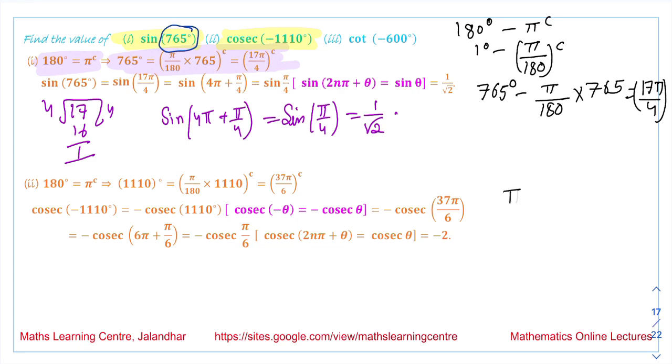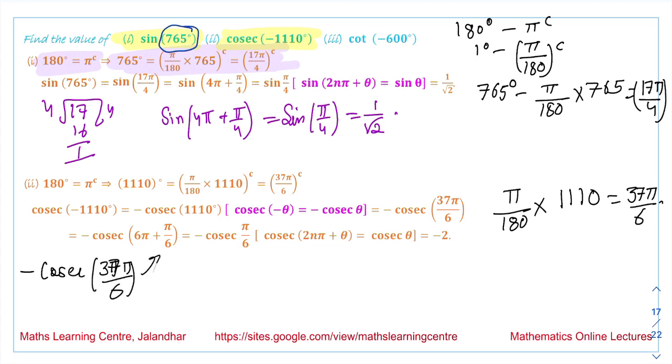Again, pi by 180 into 1110, the answer we obtain is 37 pi by 6. So we have to calculate the value of minus cosecant of 37 pi by 6. On dividing these values, we get minus cosecant of 6 pi plus pi by 6. This is equal to minus cosecant of pi by 6, and the answer comes out to be minus 2.